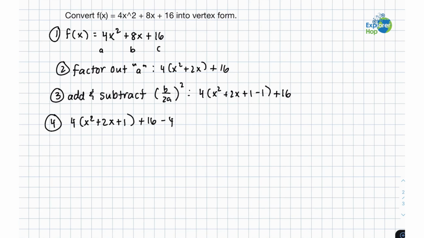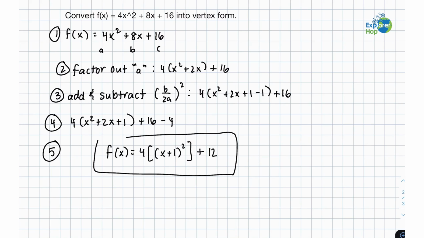And finally, we can just finalize this into vertex form. We get 4 times whatever this is factored, which happens to be x plus 1 squared, plus 16 minus 4, which is just plus 12. And I'm going to go ahead and finalize this answer by adding f of x equals to it. And there we have our answer in vertex form.